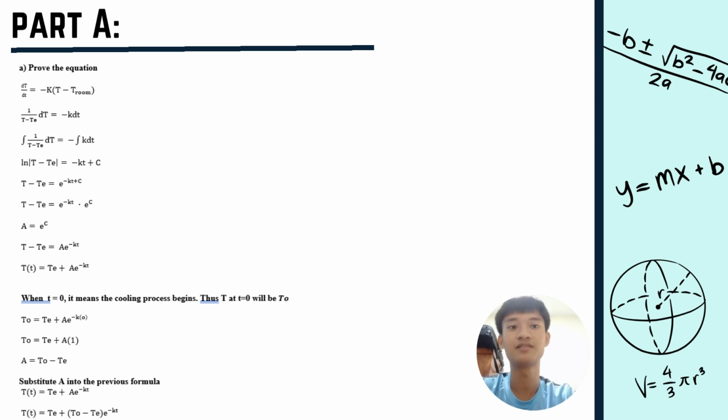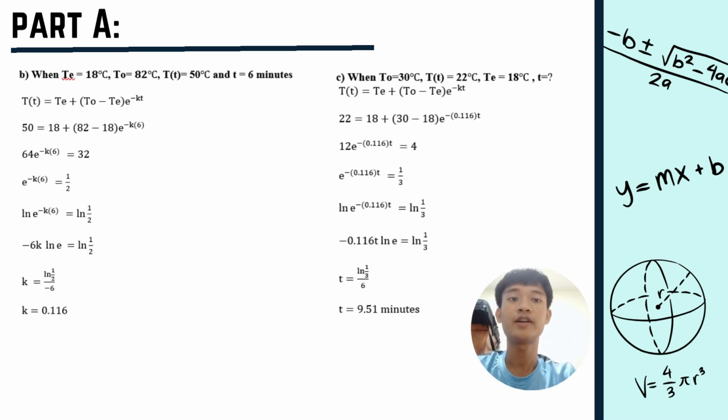That is the final formula. And right here for question B and C, so question B, they ask us to find the value of K, the constant value. The question has already given us some values, so it's easier for us to calculate the value of K.